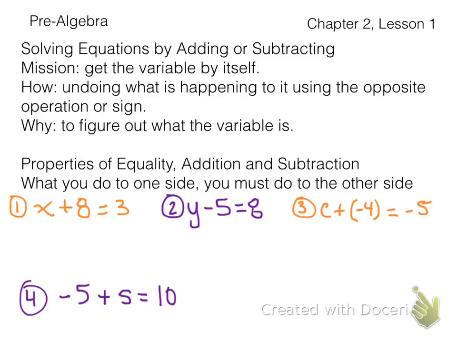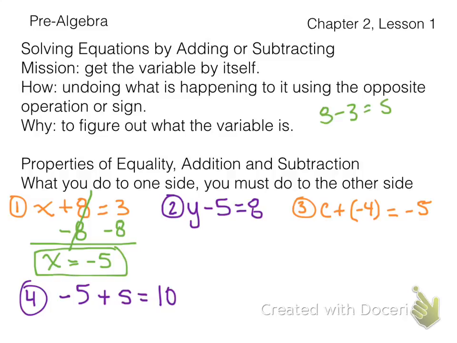To get rid of the 8, I'm going to do the opposite. The opposite of positive 8 is negative 8. So I'm going to subtract 8 on both sides. 8 minus 8 is 0, so that just cancels out. So x is equal to 3 minus 8. Well, 3 minus 8 is negative 5. That's because the signs are different, so I'm going to subtract. 8 minus 3 is 5, but since the 8 had the negative, it's going to donate its sign to make it negative 5. Okay?